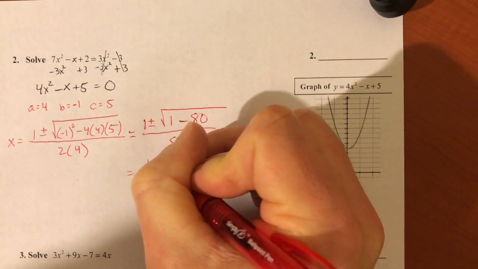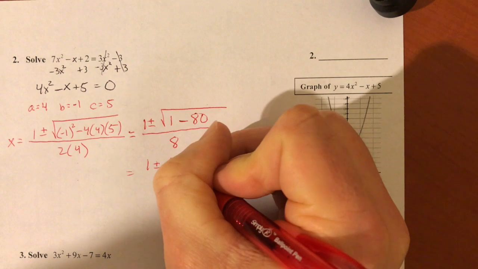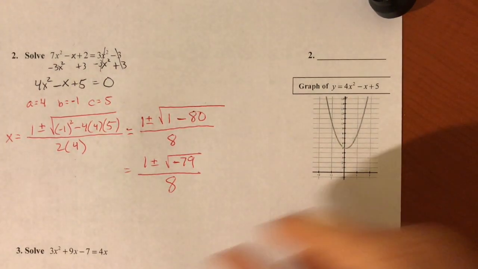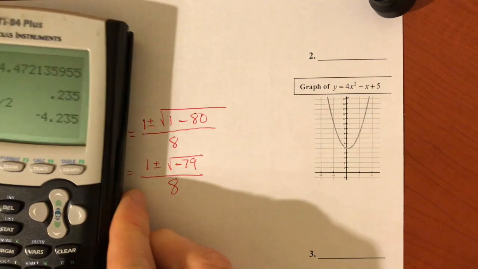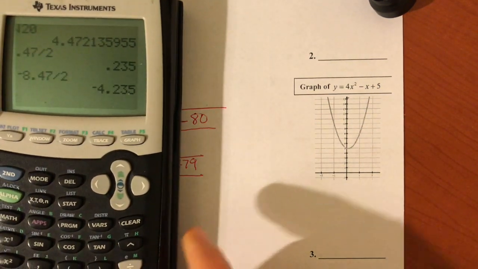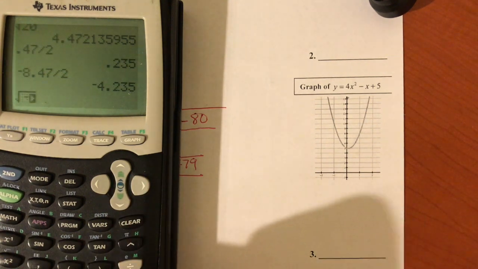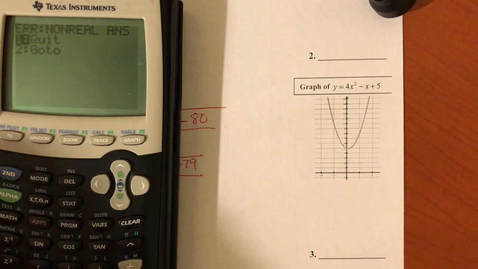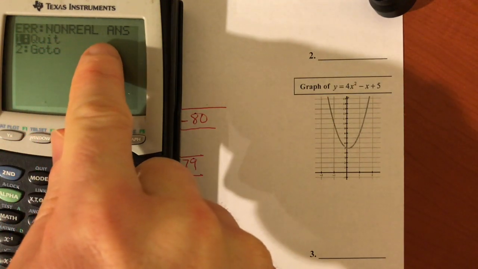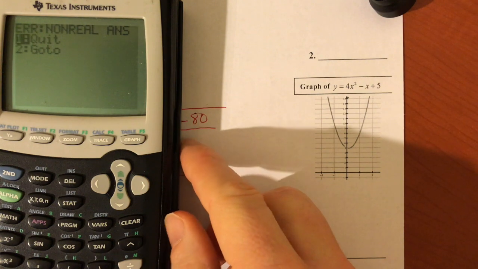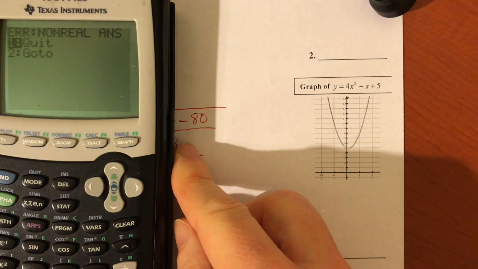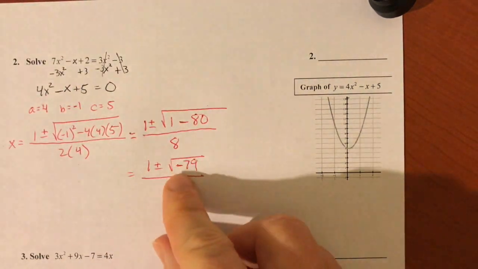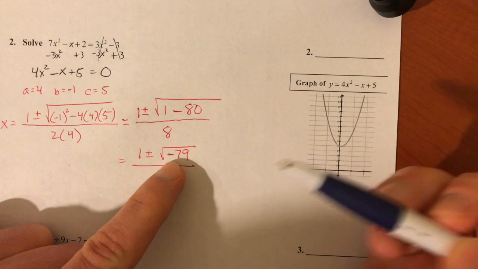Simplify that inside. 1 plus or minus the square root of 1 minus 80 is negative 79. And hopefully you see something is up here, because if you try to do the square root of a negative number, we've talked about that a little bit before, but that's what we call a non-real answer. It's what they call an imaginary answer, and you'll learn more about that in Algebra 2. But at least right now, you just need to know that does not exist. That's not a real number. You can't take the square root of a negative number.